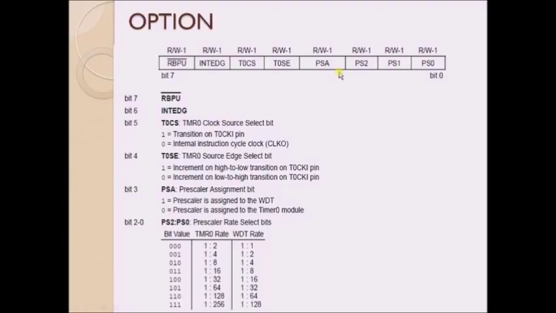By this you can assign the prescaler block to any one of the modules, that is Timer0 or the watchdog timer. And then you have prescale bits, by which you can select the ratio of incrementing the Timer0 register.